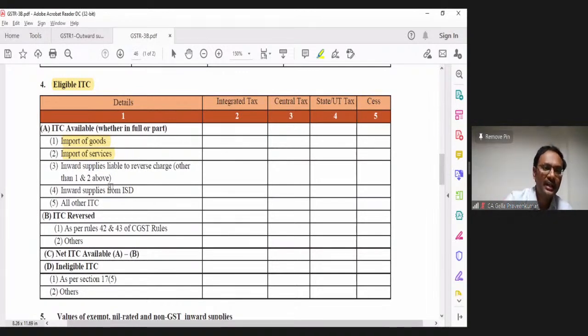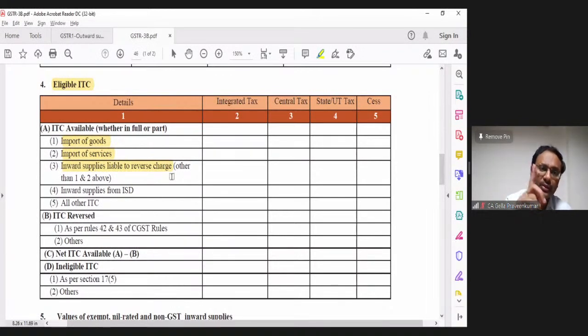Third, inward supplies liable for RCM. Any service provider, either registered under GST or not registered under GST, my GTA, my legal services, sponsorship services, or security service, motor vehicle service, any of those RCM where I as a recipient have paid tax, come and show in table number 3.